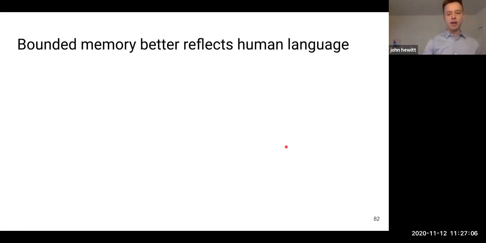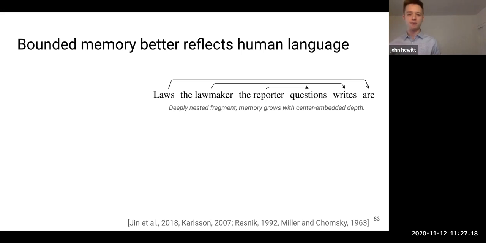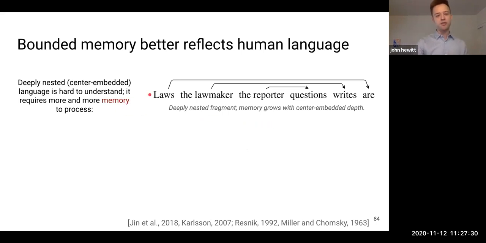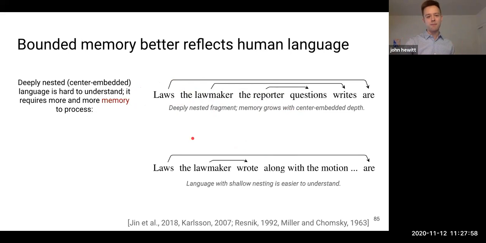So that's Dyck-K. And it would be interesting to know if RNNs can generate or recognize Dyck-K. But we argue that it's actually not what we want to study. If you take this example of an English fragment, laws the lawmaker the reporter questions rights are, it's very hard to understand. And it's because of center embedding. So you've got laws are as the outermost sentence piece there. And then you have to push laws, push lawmaker, push reporter. And it can be shown that, even if you're trying to parse language, even if you're being very efficient, you need effectively center embedding depth amount of memory, or amount of stack elements, in order to parse this fragment. And so it's very hard to understand, and humans just don't generate these things in practice.